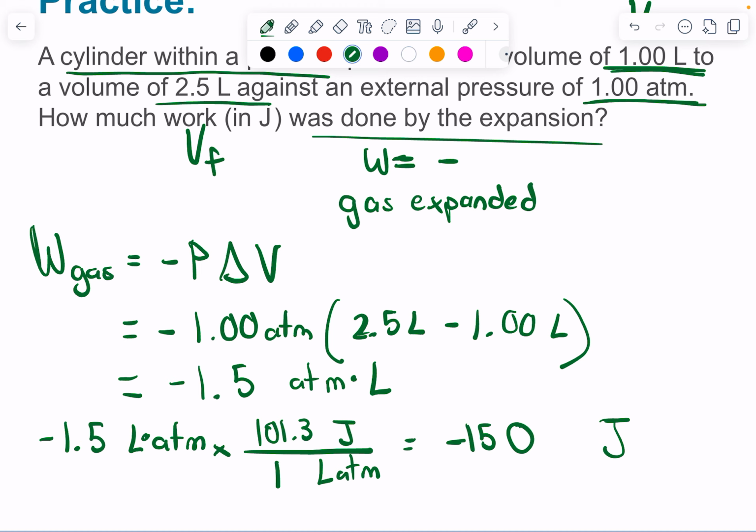So this is an energy. This is the energy that the gas transferred to the surroundings. So the gas was the system, and it gave 150 joules of energy to the surroundings. It transferred it through performing work. So that's another second example of this energy transfer between system and surroundings.